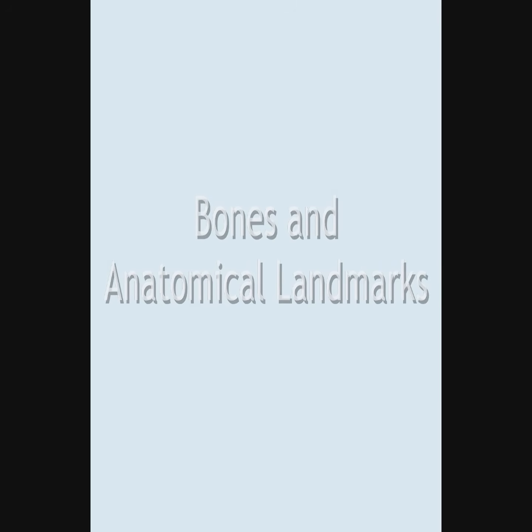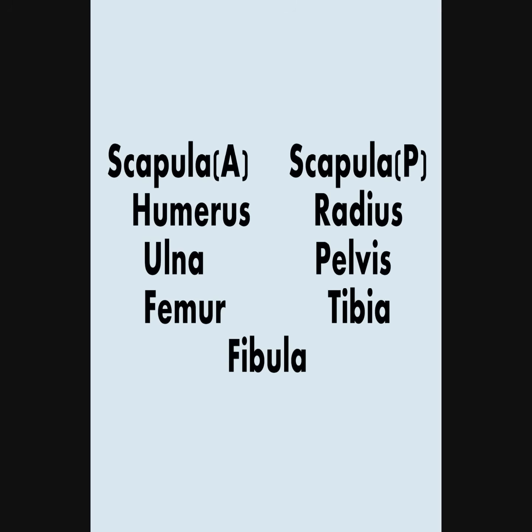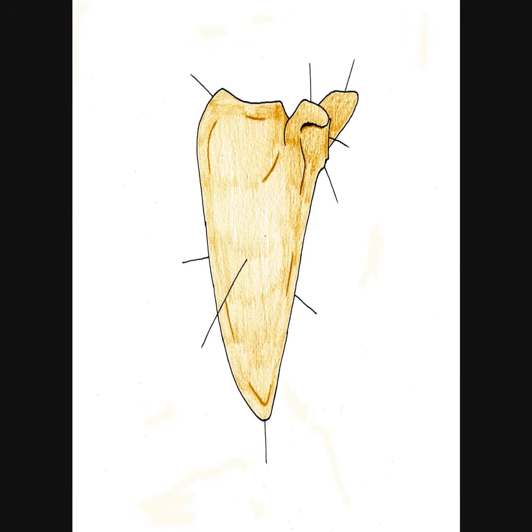Now we're going to talk about bones and anatomical landmarks. While we're labeling these, we're also going to label muscles that attach to them, both origin and insertion. So if a muscle originates, you write O and then the muscle. If it inserts, you write I and then the muscle. So let's get to work.